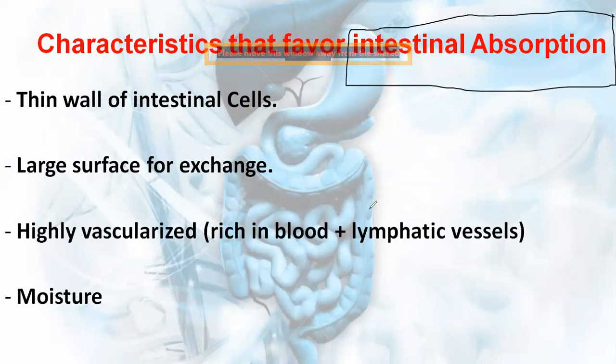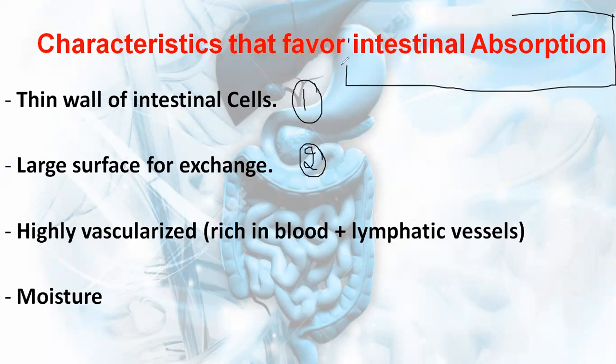First important characteristic, number 1, thin wall of intestinal cells. What does this mean? We have a very thin wall that allows the absorption of the nutrients. Number two, large surface for exchange. We have a large small intestine. It's very long, and this makes exchange easier. Third one, highly vascularized. What is the meaning of highly vascularized? Meaning that it's rich in blood vessels and lymphatic vessels. It's known as highly vascularized.